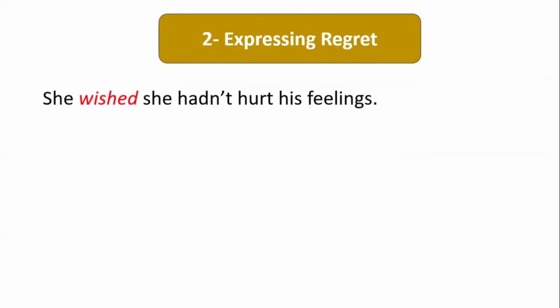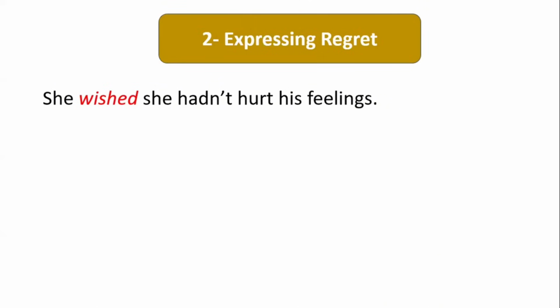This one might include some complicated grammar rules, especially when it comes to wish, the rule of I wish, if only. I will show you some of them, and there might be another video that may help you if you want to go and look at it. She wished she hadn't hurt his feelings. One thing you need to know about wish: whenever I use the verb wish, I cannot use a present simple tense after that. She wished she hadn't hurt his feelings.